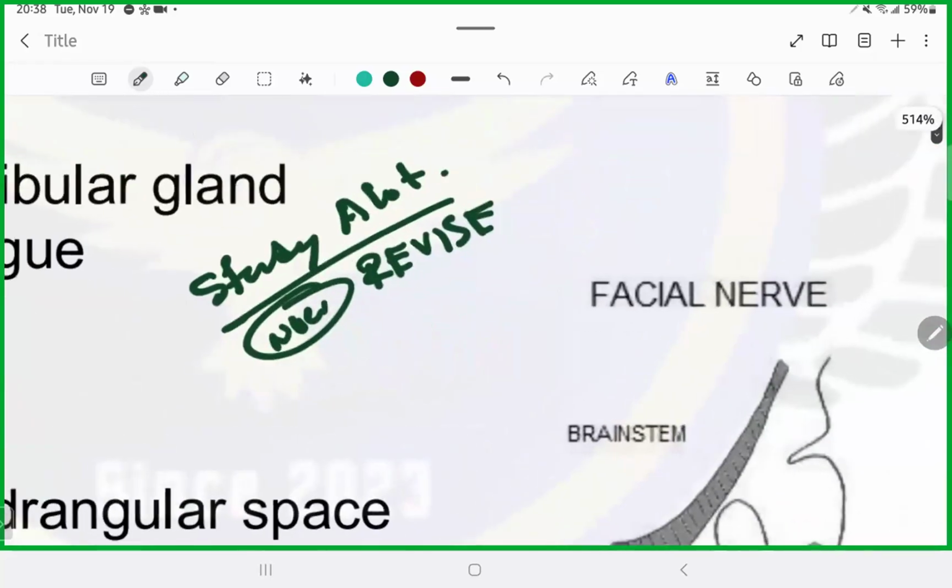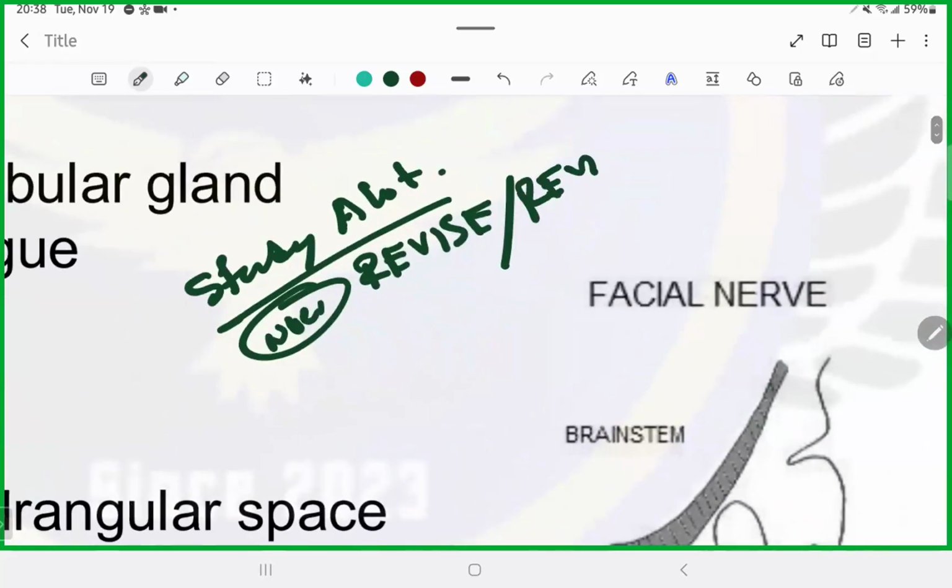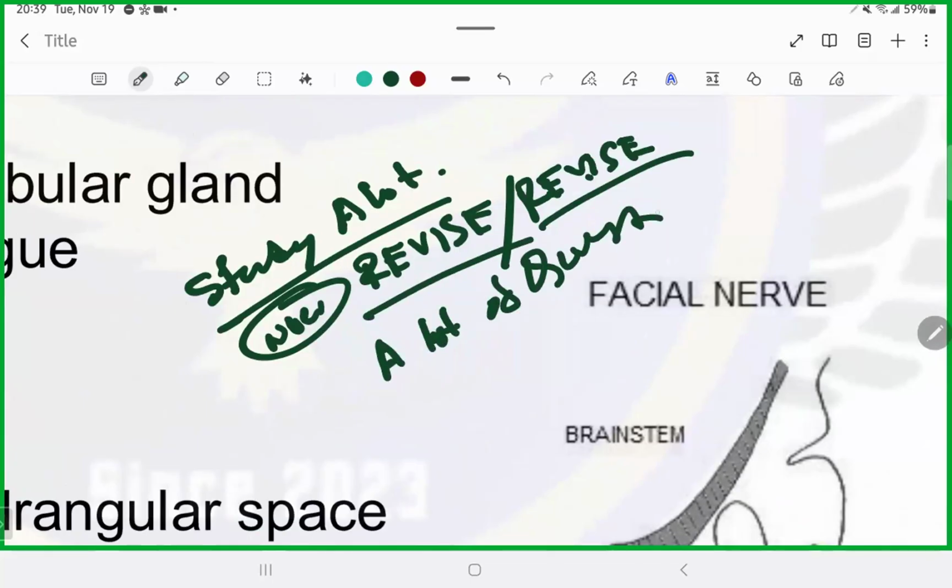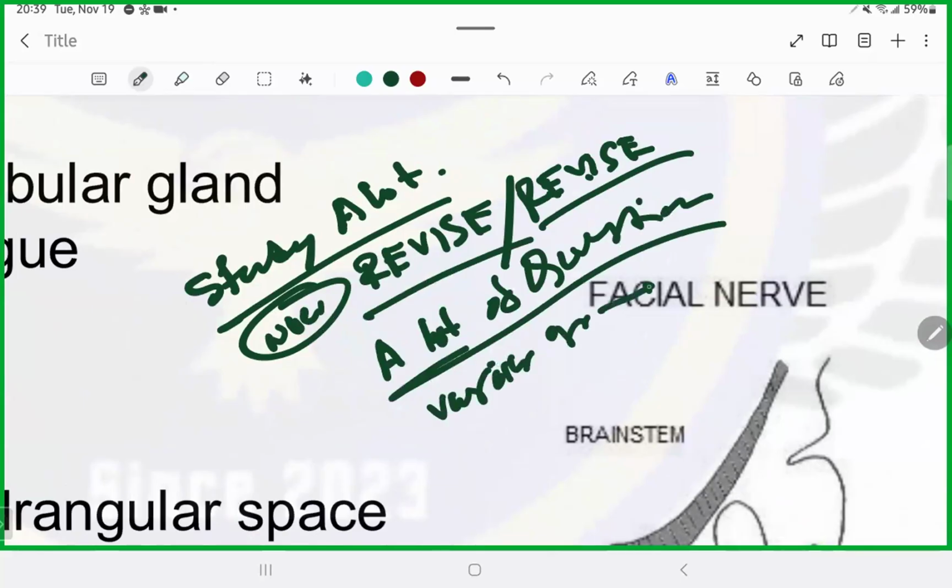How do you do that? You revise. What do you revise? Everything I told you. You will get a lot of questions. A lot of people will be talking about a lot of things in various groups, in Telegram, in Facebook, everywhere. But remember, most of them are unimportant and will not come in your exam. Totally unnecessary. They will never come in your exam.